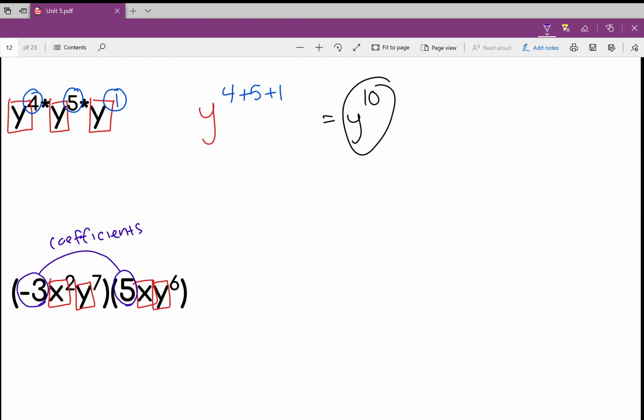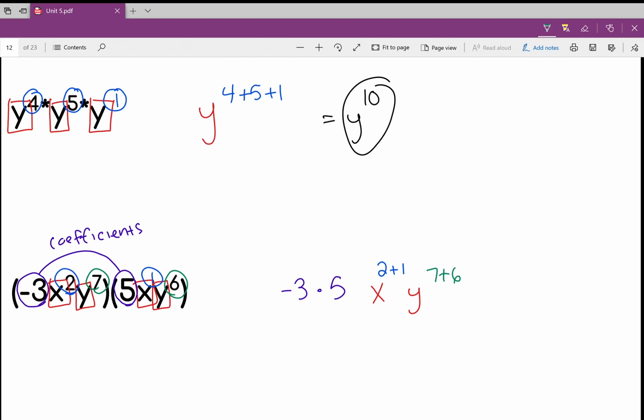So with our coefficients, since we're multiplying, we're going to still multiply our coefficients. So I have -3 times 5. And then remember, our bases were x and y. So now let's go look at our exponents. The exponent on x was 2, and the exponent on this x is 1, because remember, if I don't see an exponent, I assume it's 1. So on the x, I have 2 plus 1. On the y, I have 7, and I have 6. So I write 7 plus 6.